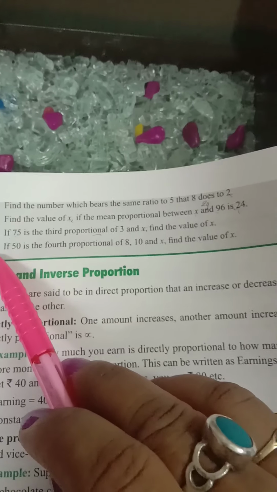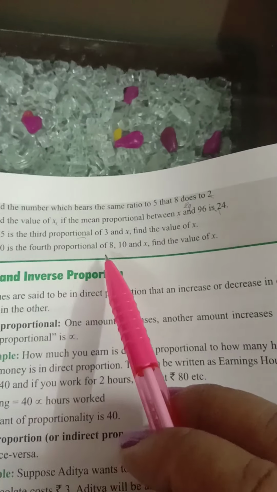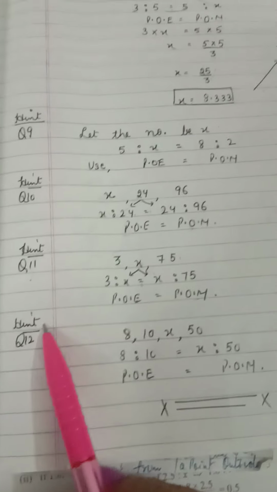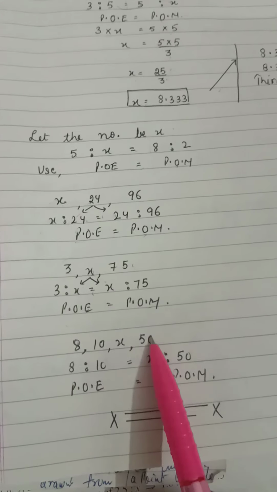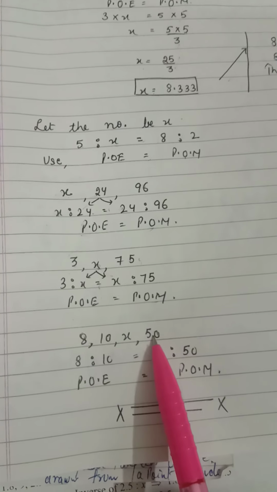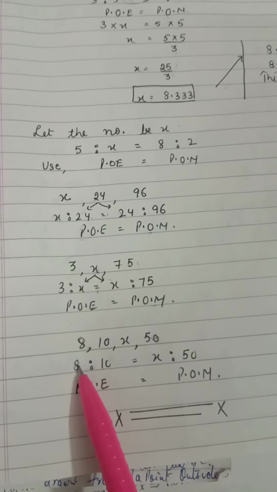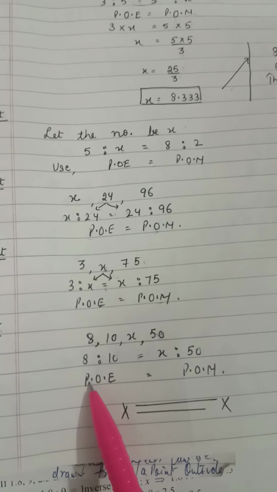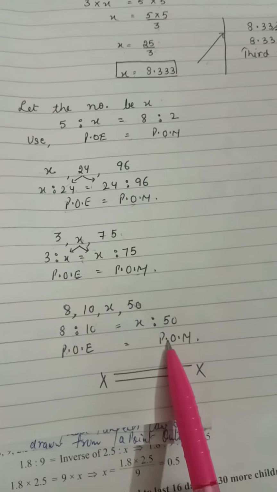And the last question of the exercise. 50 is the fourth proportion to 8, 10 and x. Find the value of x. Let's check the hint for question 12. 50 is the fourth proportion. 1, 2, 3, 4. So it's a question of proportion. All the terms are given. So ratio between first and second is equal to the ratio between third and fourth. Product of extremes is equal to product of means.